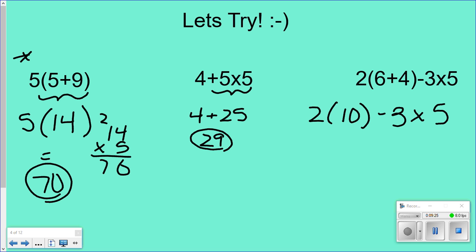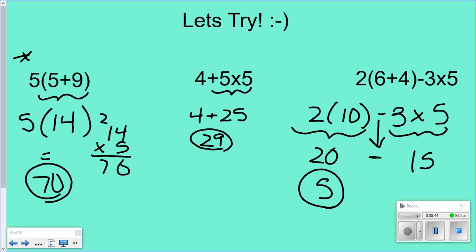I don't have any division in there. I just have subtraction. But if you look at it, do I have 2 multiplication problems in there? Yeah. So I can do them from left to right in the same step if I want to do that. Okay, so like this would be 20. This would be 15. I'm going to subtract because that's what I have left. And your answer, if you did it by yourself, should be 5. Should be 5. Okay. Any questions?